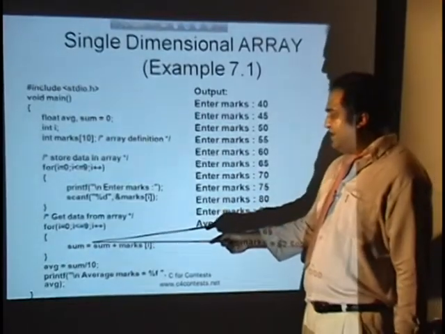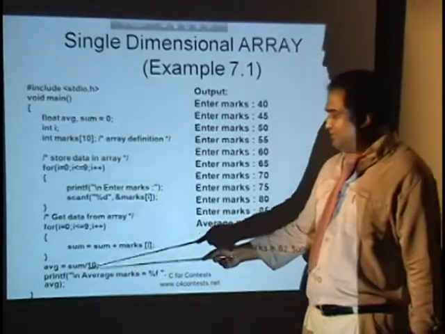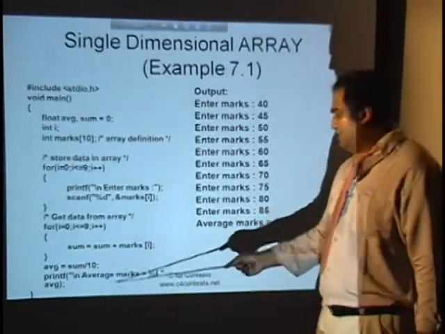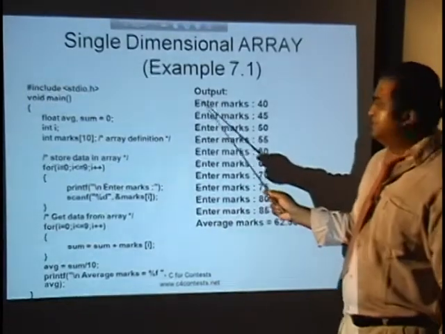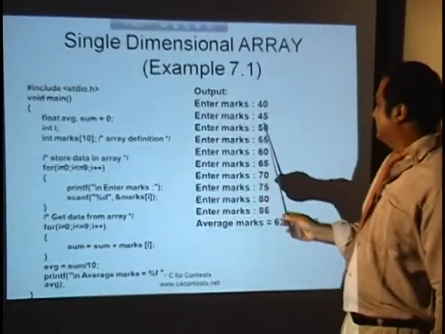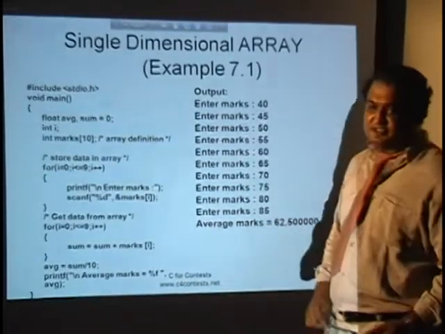So after this for loop ends, then we have an average. We take the sum and divide it by 10, because we know there are 10 elements over here, and we print the output as a floating point number, average. You can see the output over here, pretty much clear. Enter marks 40, 45, 50, 55, 60, 65, 70, 75, 80, 85, and the average is 62.5.